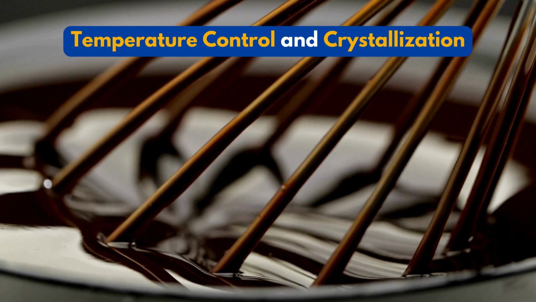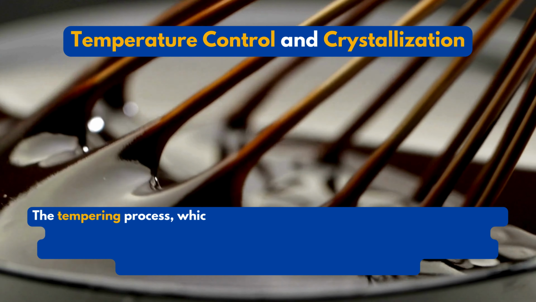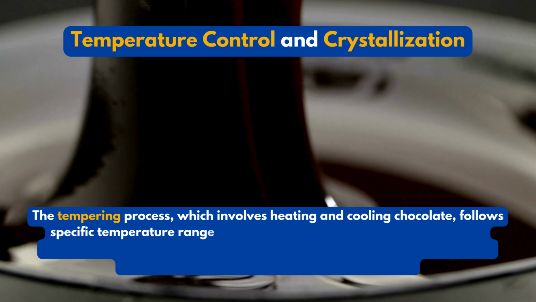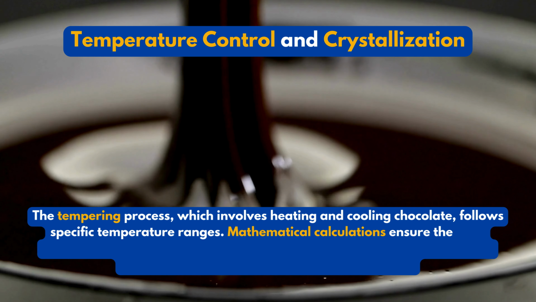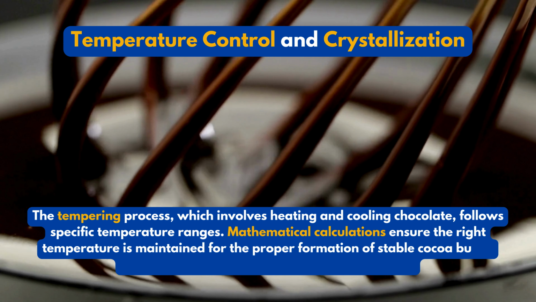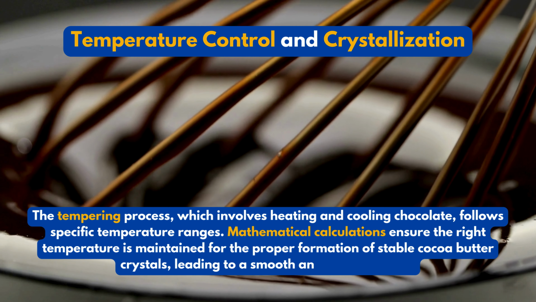Temperature control and crystallization. The tempering process, which involves heating and cooling chocolate, follows specific temperature ranges. Mathematical calculations ensure the right temperature is maintained for the proper formation of stable cocoa butter crystals, leading to a smooth and glossy texture.